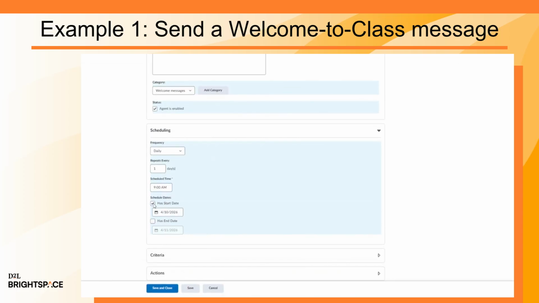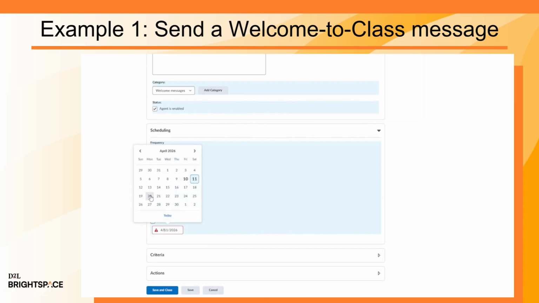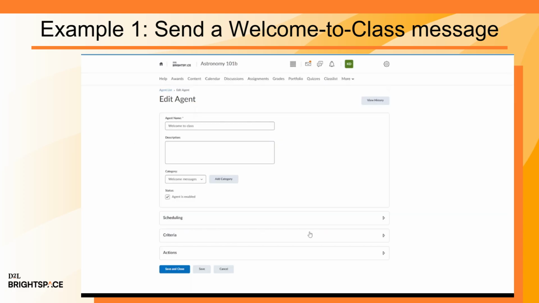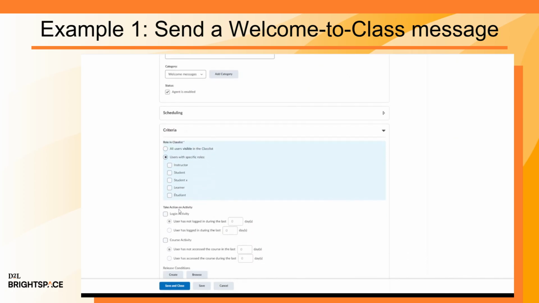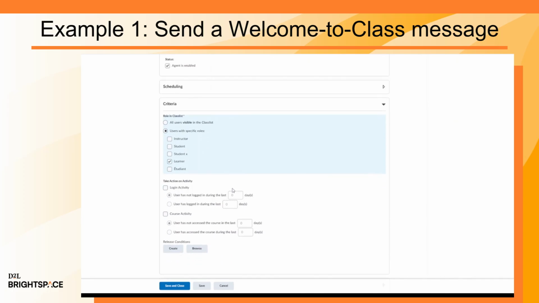Set your start and end dates. For this example, we'll start 1 day before the course begins and continue for 7 days after. Under Criteria, select users with specific roles. Then choose student or learner based on your institution's terminology.